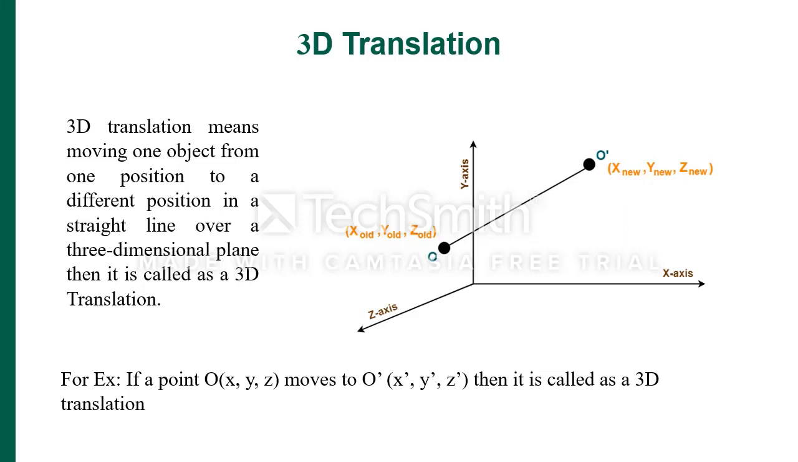Moving to the first one, translation. 3D translation means moving an object from one position to another position over a straight line. For example, let us take a point O at position x old, y old, z old. It is moving from one plane to another plane over a straight line. So this is called a 3D translation. If it moves along a single straight line, then it's called a translation, but if it's happening in three dimensions, then that's a 3D translation.